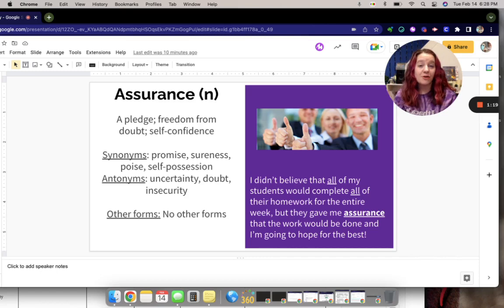So please be careful you're not using this word as an action in your own sentence. If you need a sentence starter, you could do something like, so-and-so gave me assurance that, and then tell me what someone promised to you or pledged to you or kind of guaranteed to you that they were going to do or that they were going to say or participate in, whatever the case may be. But don't use the word assurance as an action. It is a thing.